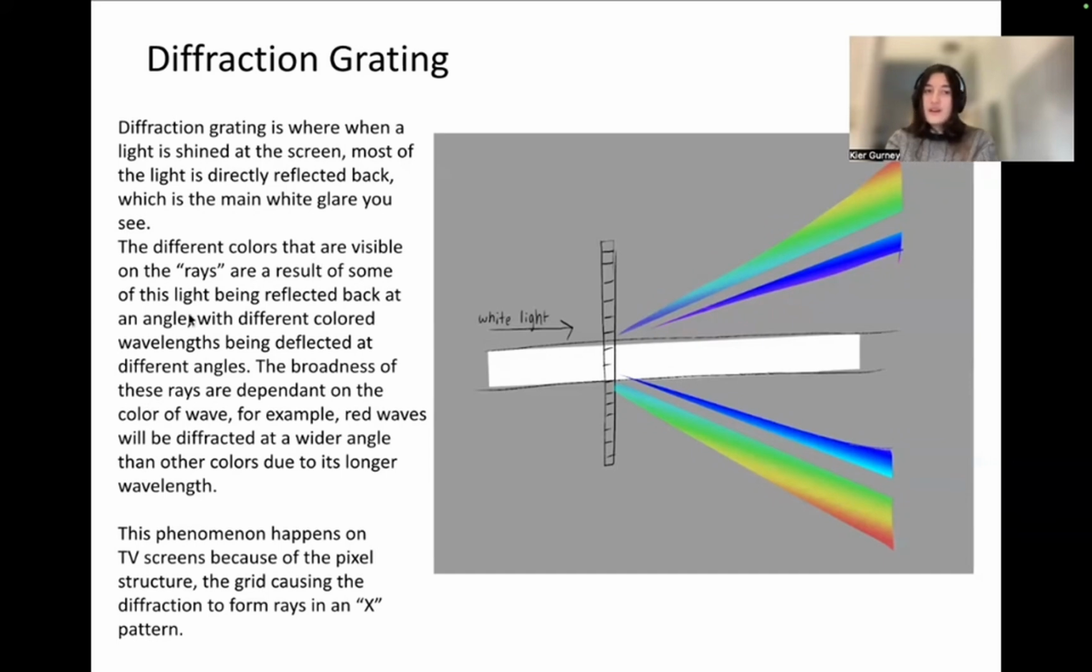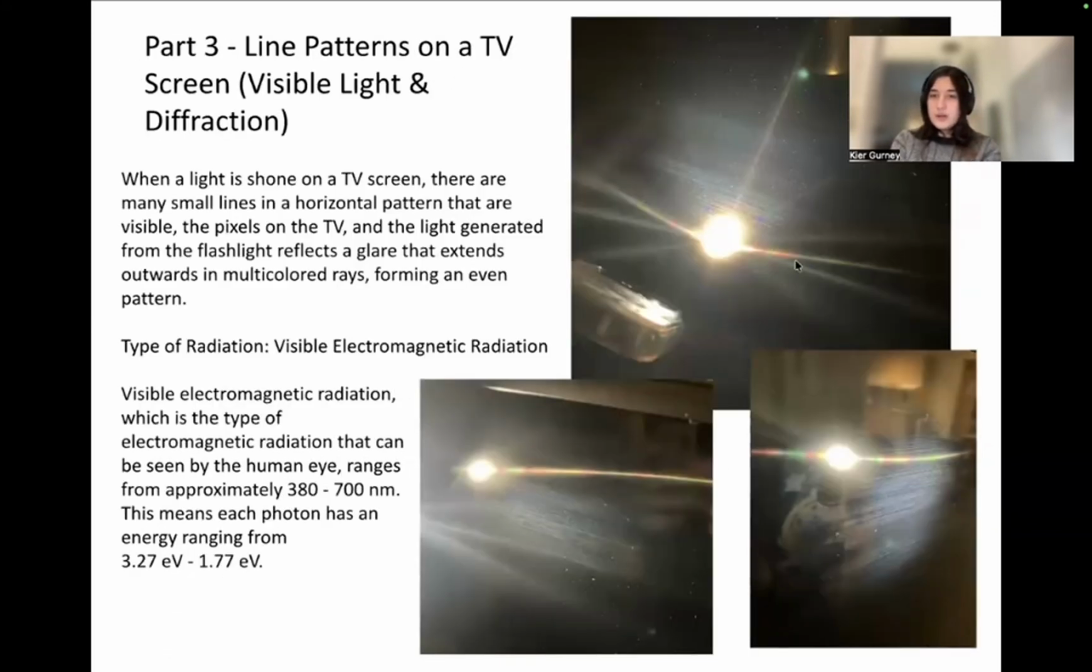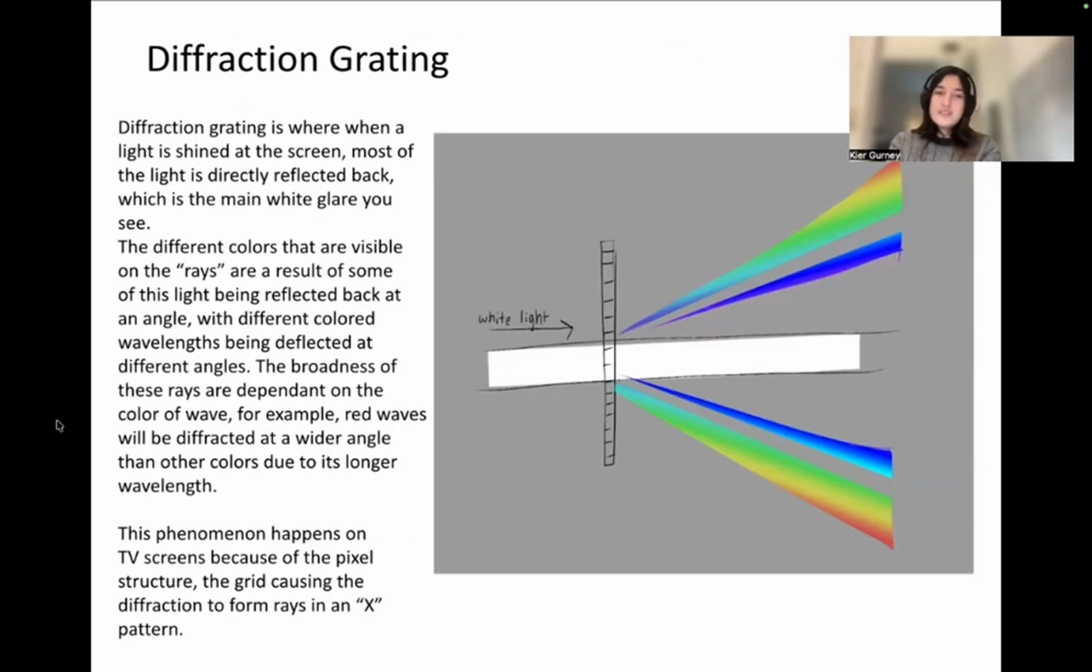And the different colors that are visible on the rays are a result of some of this light being reflected back at an angle, with different colored wavelengths being deflected at different angles, which is these parts right here. The broadness of these rays are dependent on the color of wave, because, for example, red waves will be diffracted at a wider angle than other colors due to its longer wavelength.